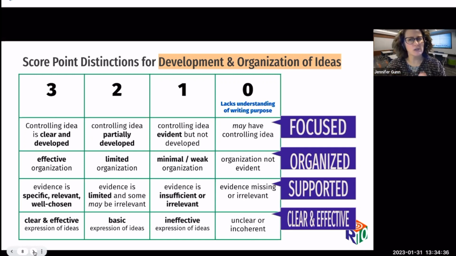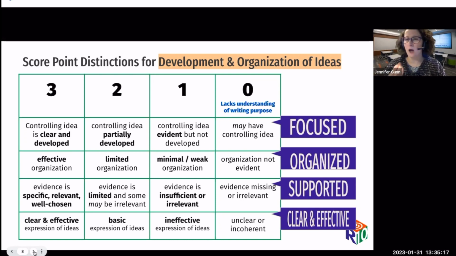But organization is not going to be real evident. The evidence will either be missing or irrelevant. And obviously the expression of their ideas is going to be unclear or even incoherent. But as we move from a 0 to a 1, the main difference is that you will have a controlling idea that is evident, and you will have some evidence, even if it is insufficient or perhaps irrelevant. So with a clear controlling idea and some evidence, we can move a student from a 0 to a 1.